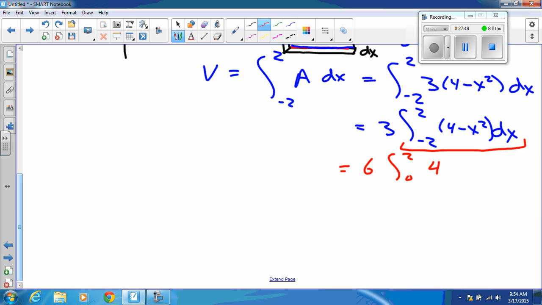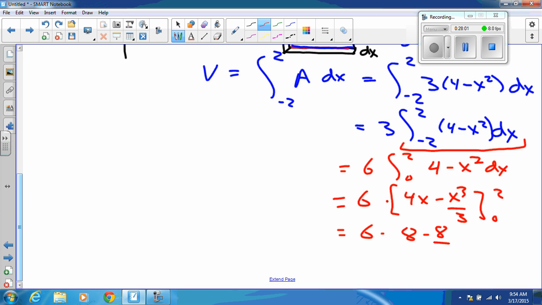I'm going to do the usual. I'm going to go from 0 to 2 and double it, because we have an even function. Which gives me 8 minus 8/3 times 6, or 48 minus 16, or 32. Which is accidentally the volume of the solid in the previous one. Today's lesson brought to you by the number 32.